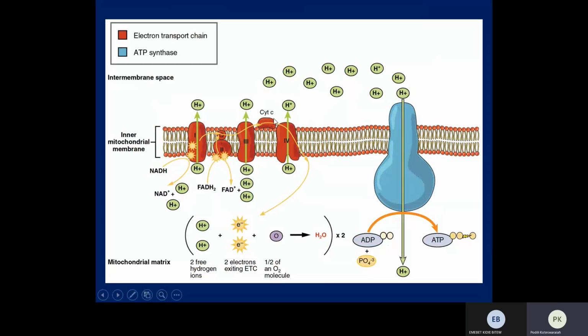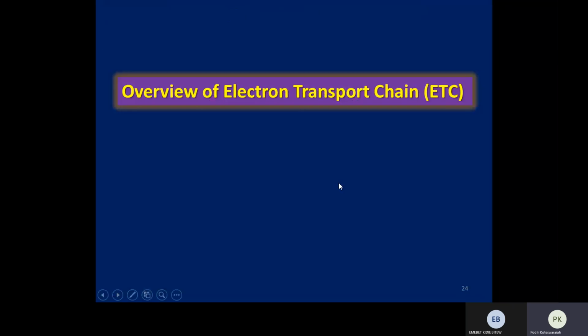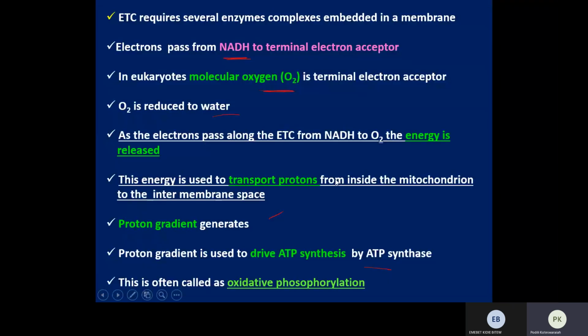In this diagram, this is the matrix and this is the intermembrane space. When the electrons are transferred from NADH and FADH2 to molecular oxygen through oxidation reduction centers present in various complexes in the inner membrane, the protons are translocated across the membrane. These protons are essential for the synthesis of ATP from ADP by ATP synthase. We will see the details one by one.